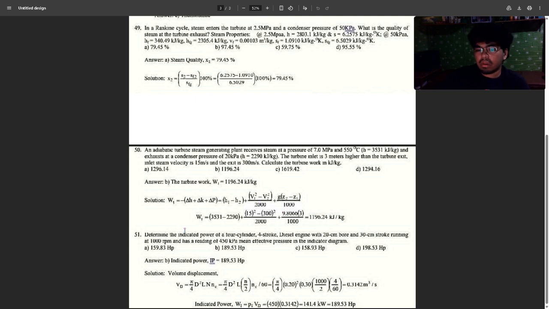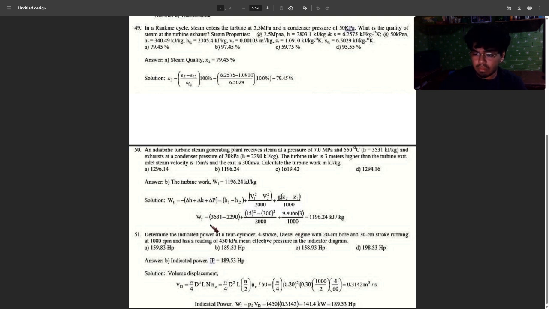So for the solution, work turbine is equal to negative delta H plus delta K plus delta P, which is equivalent to H sub 1 minus H sub 2 plus V sub 1 squared minus V sub 2 squared over 2000 plus g times Z sub 2 minus Z sub 1 over 1000. Since we already have all the given, the formula is straightforward.